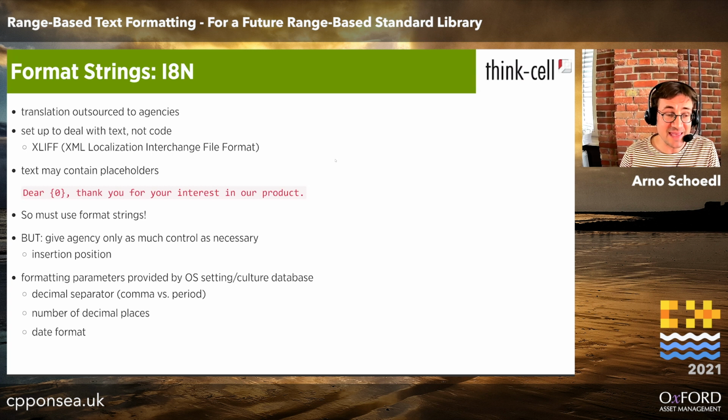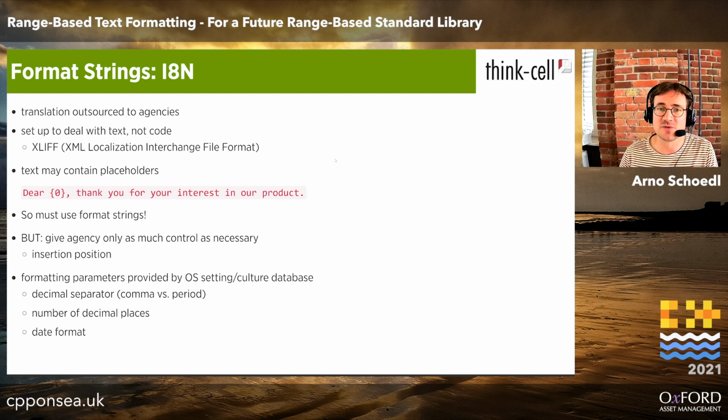Now, you can't avoid giving these agencies your text to translate, but you only want to give the agency as much control as necessary for that to work, because you don't want them to interfere with the operation of your program more than necessary. Practically, that means that really the agency will specify the place where things appear. So you really only want the placement of these components to be part of the format string.